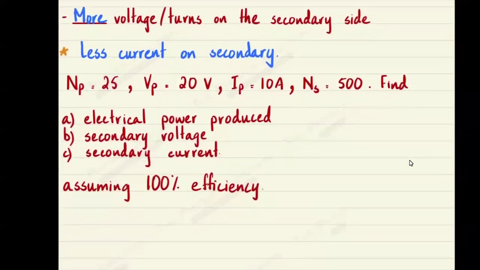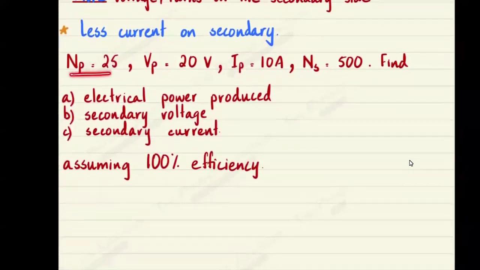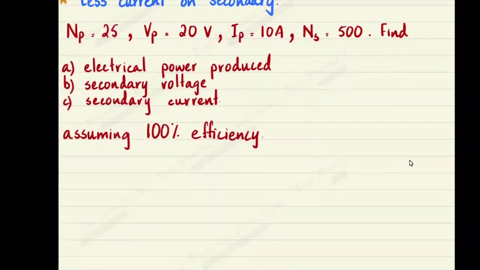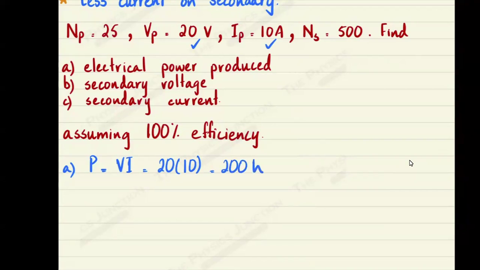Now let's have a look at this example. We're given the number of turns on the primary and secondary, the primary voltage, and the primary current. We have to find the electrical power produced, the secondary voltage, and the secondary current, assuming 100% efficiency. For the electrical power, this is really easy. We know the formula P equals VI. The power produced is all transmitted onto the secondary as well. I know the primary voltage and the primary current, so that's just 20 times 10, which is 200 watts.